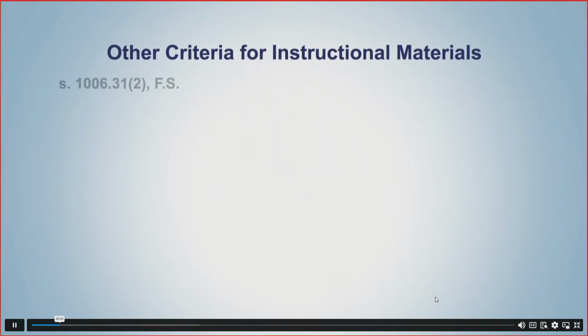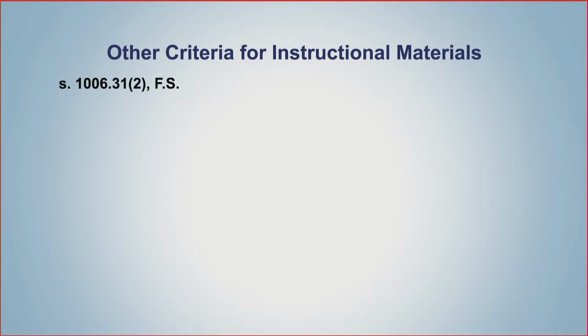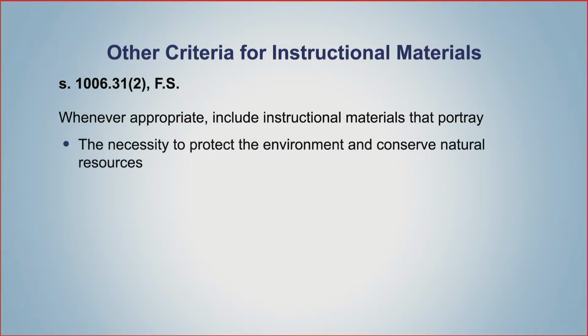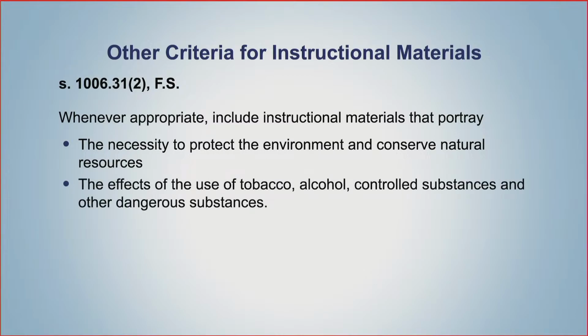Whenever appropriate, Section 1006.31(2), Florida Statute, requires that instructional materials include only materials that accurately portray humankind's place in ecological systems, including the necessity for the protection of the environment and conservation of natural resources, and the dangers of tobacco and controlled substances such as drugs. Instructional materials must also demonstrate humanity and compassion by including the portrayal of the appropriate care and treatment of people and animals, and excluding pornography and inhumane treatment.